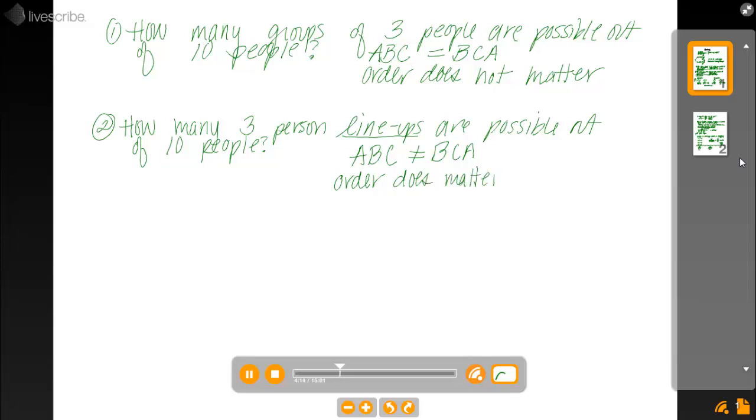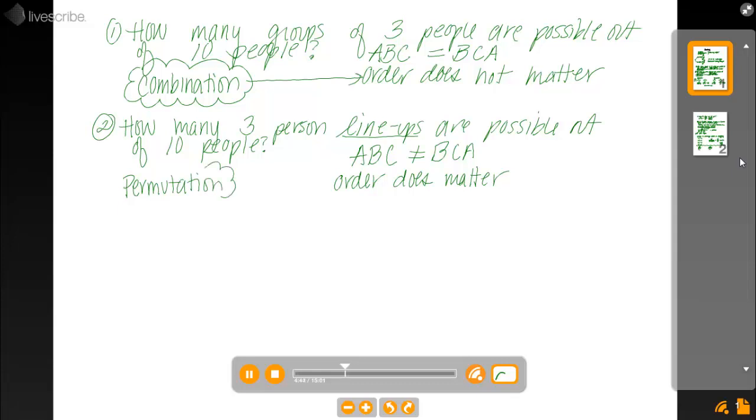So in each case, we're selecting a group of 3 out of a group of 10, but in the first case, order doesn't make a difference, and in the second example, order does make a difference. We have names for those types of choosing. This first one is called a combination. A combination is when you've selected a group where order does not matter. The second type is known as a permutation, where you've selected a group, but order does matter.